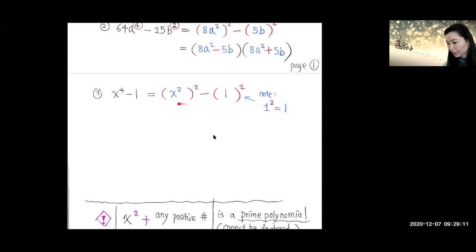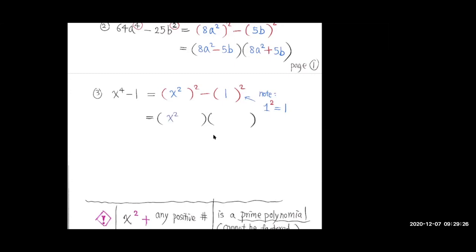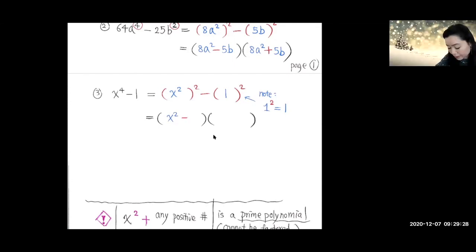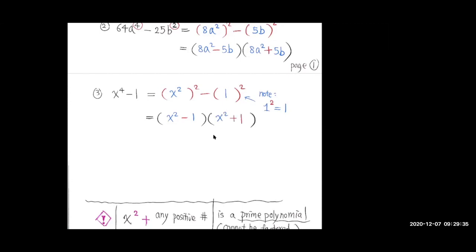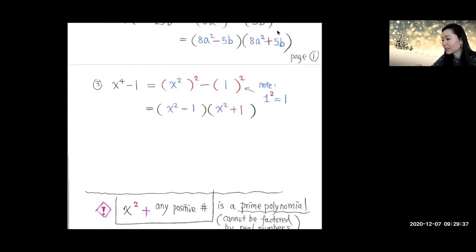So now after that, this is a difference of two squares. So we can factor this. And what does this become? What are the two factors? x squared minus 1 and x squared plus 1. You got it. Okay, good job. Now we're not done. Remember, when you do factoring, we want to do it completely.